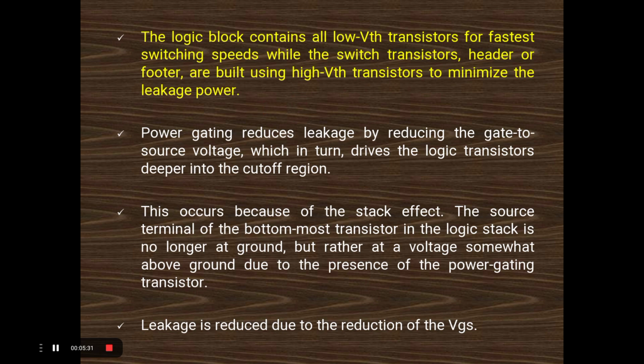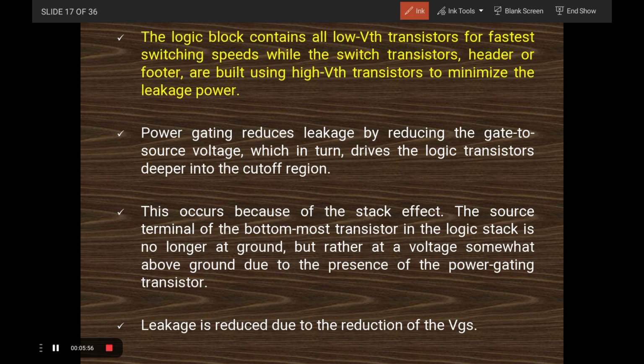So the basic concept in power gating is that you have to use two types of threshold voltages. One is the low VT transistor for the fastest speed of operation, and the other is the high VT transistors, which are used for minimizing the leakage current. That is a very important thing.